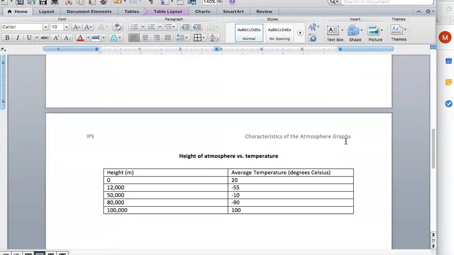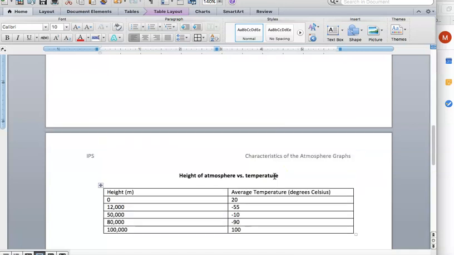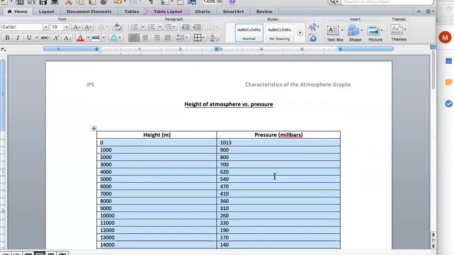Graph number two, you're going to be using height as your independent variable, or on the x-axis, and look at how temperature changes as well. So that's going to be graph number two for this assignment. You're going to be submitting your two graphs into P-Learning for a formative grade.